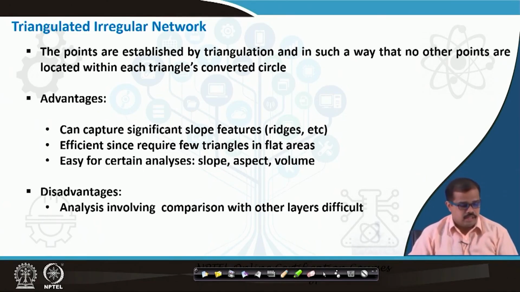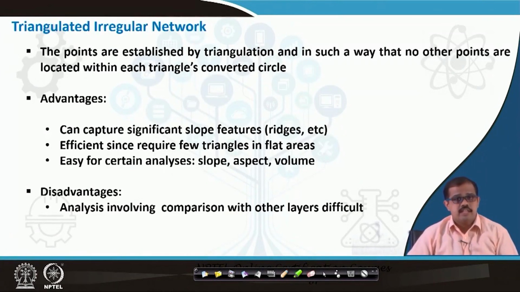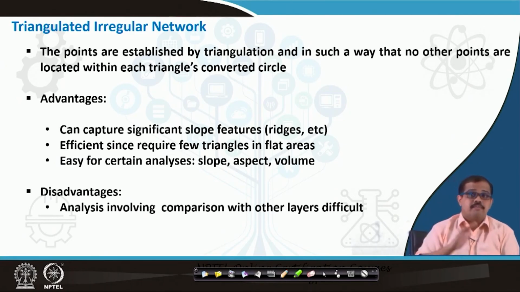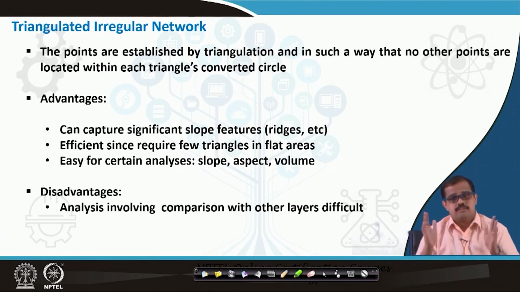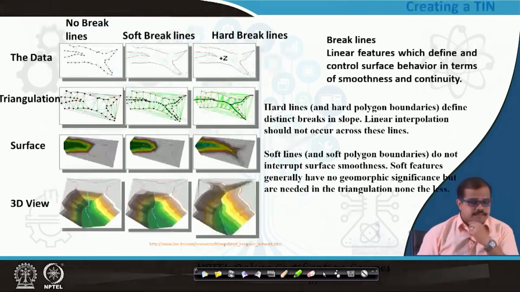So, I have already said what the different advantages are, and the only disadvantage that we find in Delaunay triangulation is that analysis involving comparison with other layers is extremely difficult. That makes it really difficult when we are trying to analyze layer by layer issues that have to be seen in the entire database. Otherwise, it is an excellent method of obtaining a TIN model, and the TIN model is considered to be one of the efficient models available in industry today.